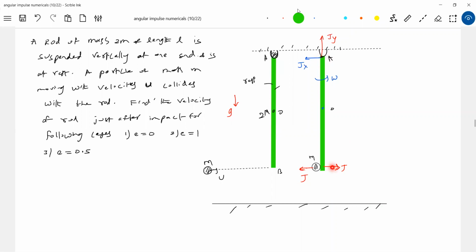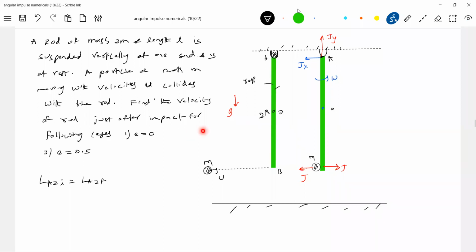But this J is there. R bar cross J will set up a torque like this, R bar J anti-clockwise. So here I'll write L_AZ initial equals L_AZ final.